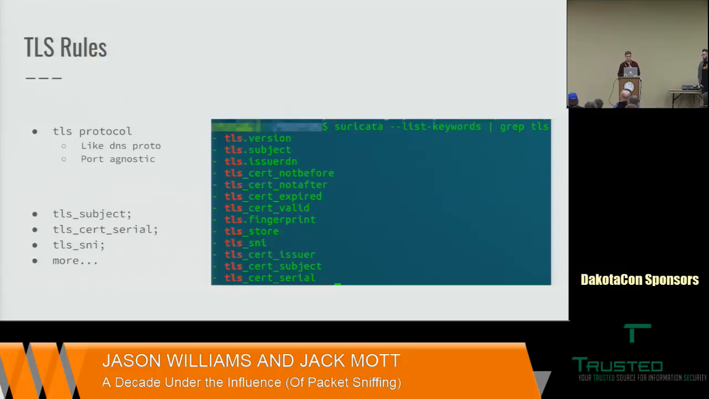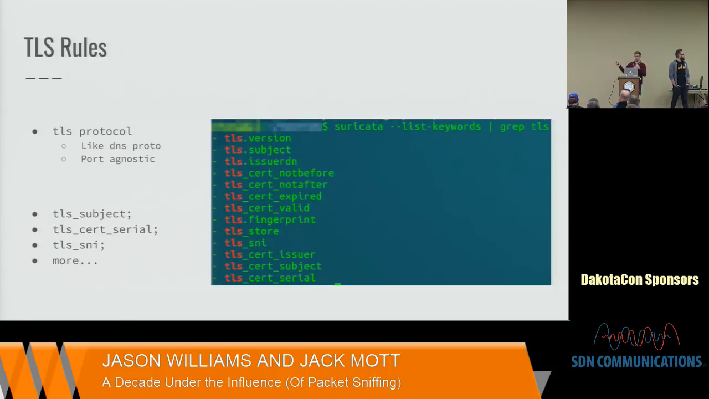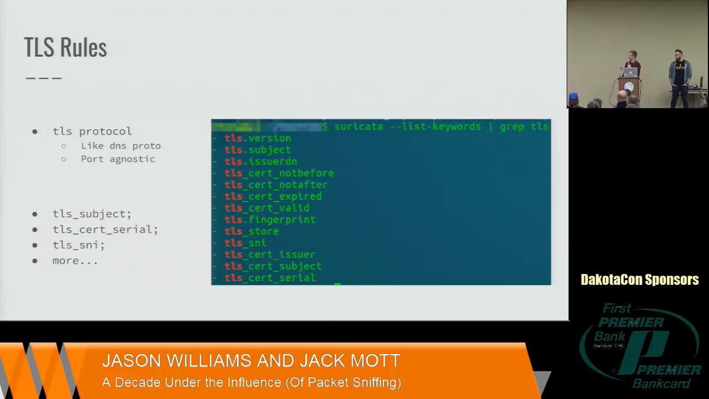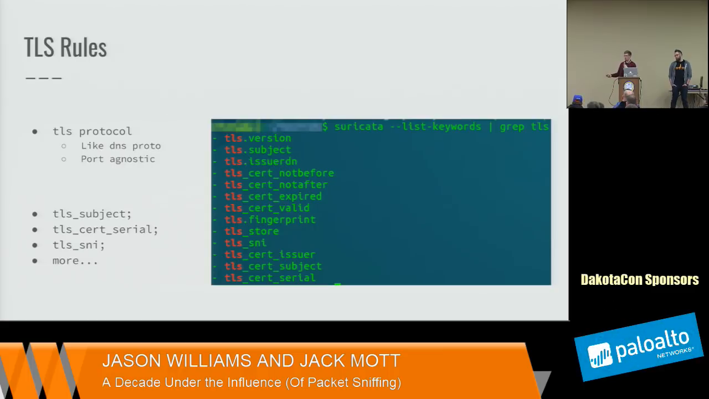So the TLS protocol is like DNS, it's like HTTP. It's port agnostic. So if there's some sort of weird activity on a random port, we can still detect it if we use the TLS protocol keyword. Again, super powerful. You could just write a generic rule looking for TLS activity that's not on port 443, and that's probably strange. Why is there a certificate being exchanged on a weird port?